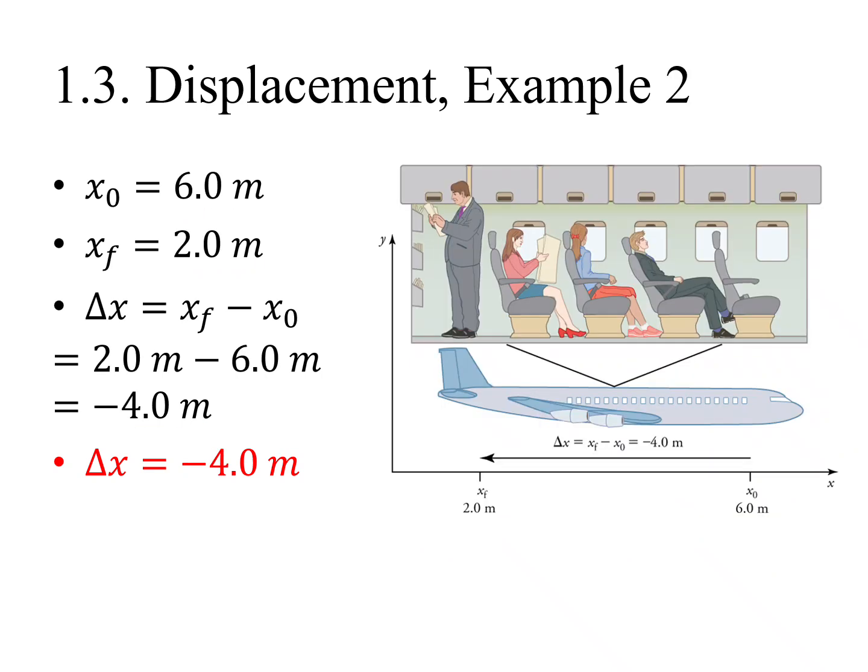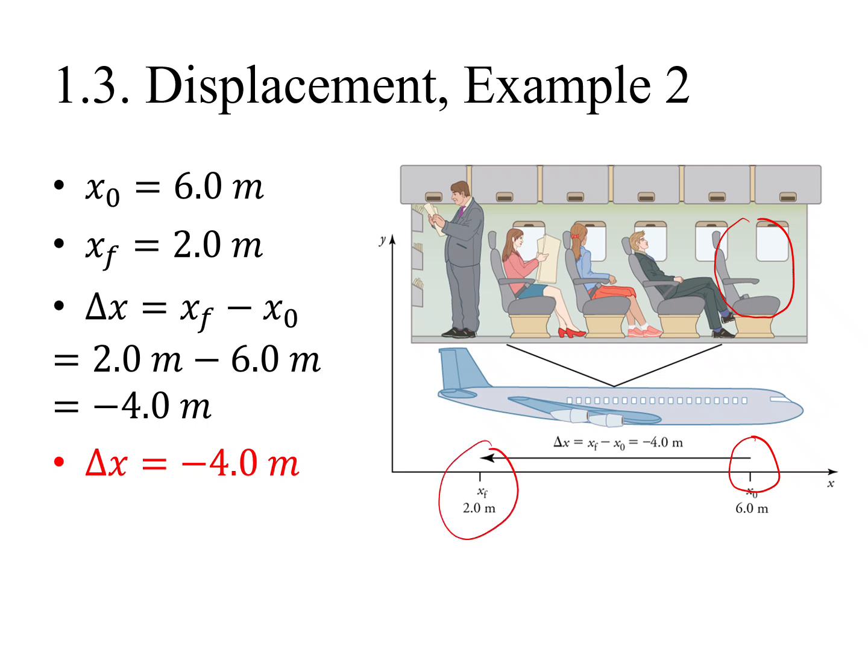Let's look at another example. In this example, a person sitting in this seat right here moves from that position to the back of an airplane. The initial position of the person is at 6 meters according to this coordinate system, and the final position is at 2 meters.